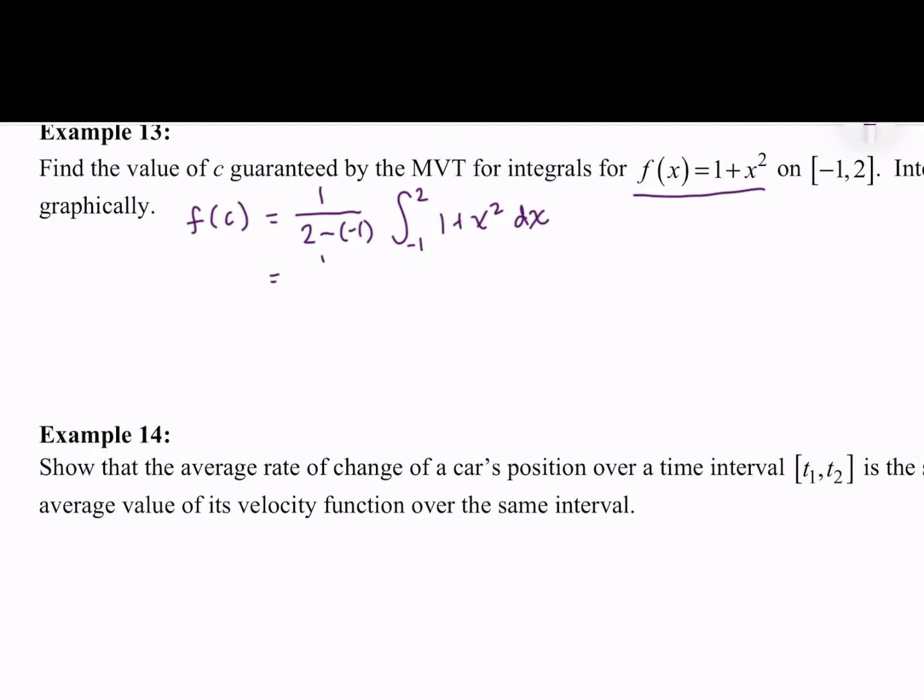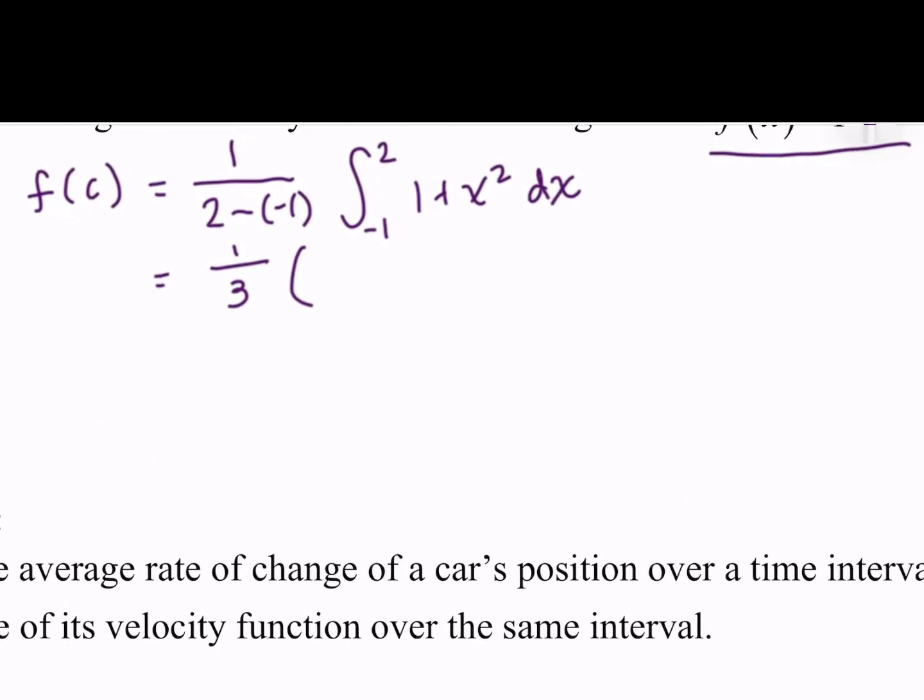So this is going to become 1 over 3. The antiderivative of 1 plus x squared is x plus 1/3 x cubed, and we're evaluating from -1 to 2, just using the FTC part 1. And then this equals 1/3. Plug in 2, I get 2 plus 8/3, minus, plug in -1, I get -1 plus -1/3.